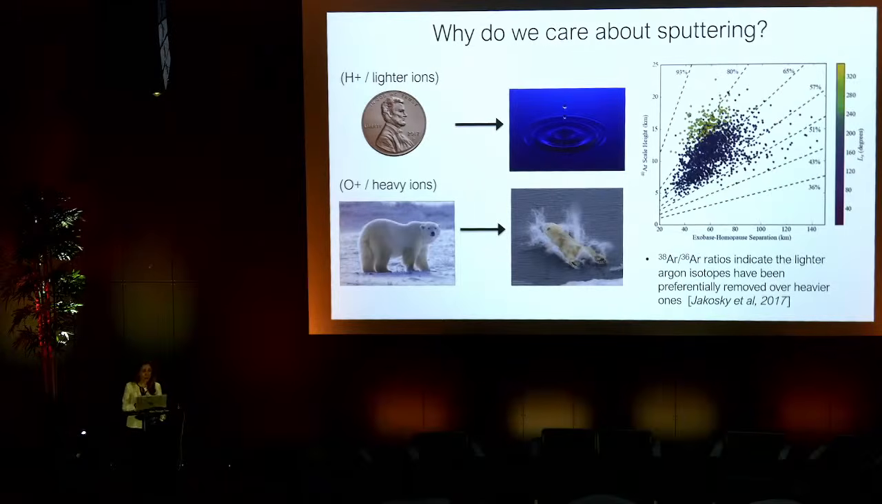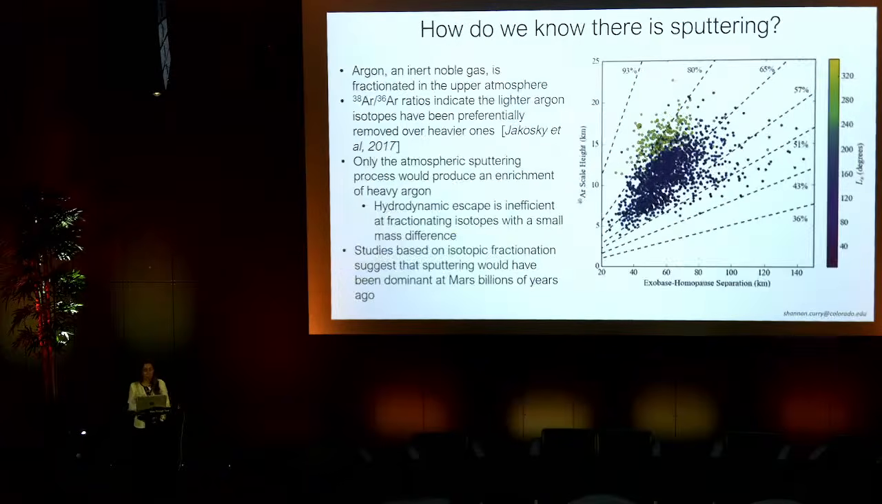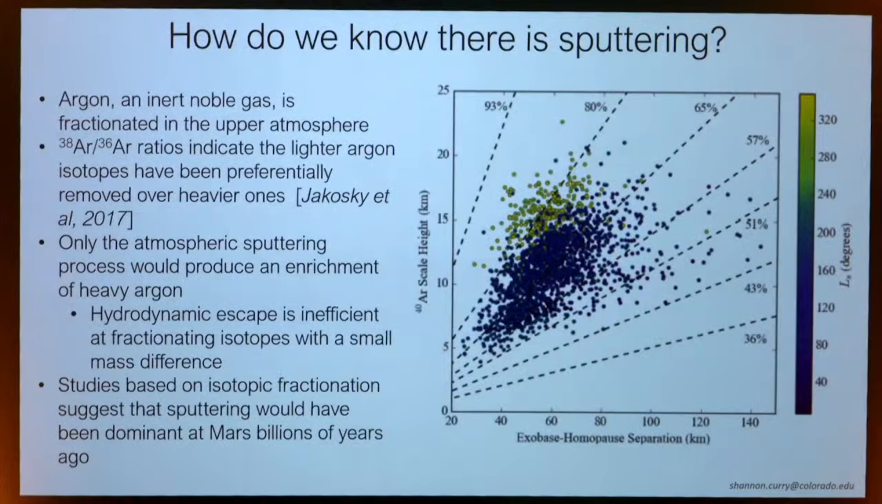Bruce Jakosky did a study back in 2017 in Science, and how do we even know it's sputtering? Do we definitely know what's happening? We do, because of isotopic enhancements, and so fractionation. When we look at something like argon, Bruce's paper looked at argon 38 to argon 36 and saw an enhancement. That means there's more argon 38, the heavier one, than 36. Hence, the lighter species are getting stripped off preferentially over time.